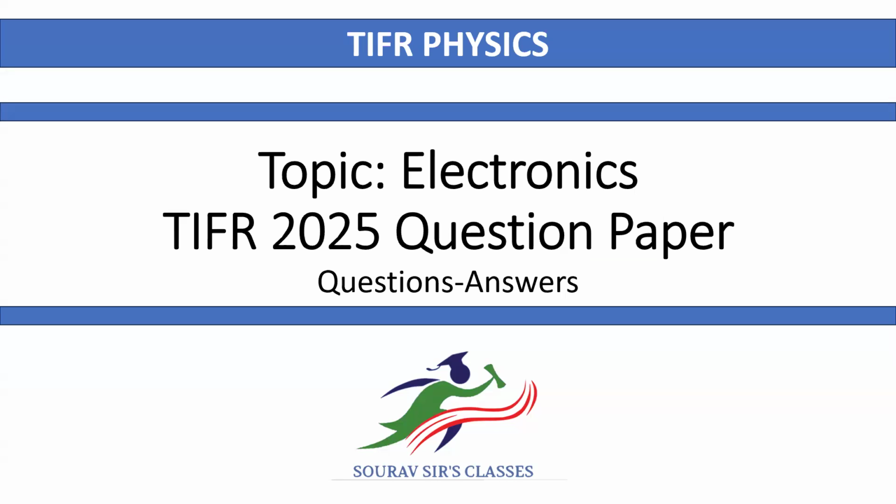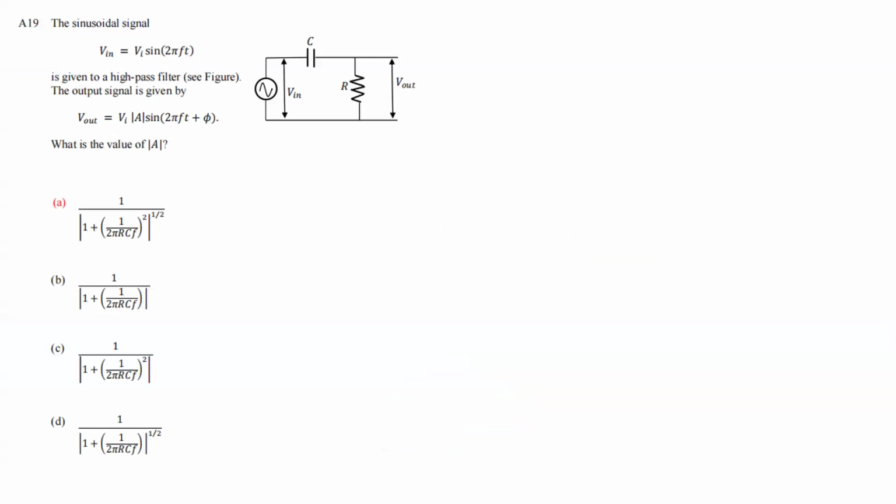Let us solve two electronics problems from the TIFR 2025 question paper. The first problem states that the sinusoidal signal V in equals V i sin 2 pi f t is given to a high pass filter. See the figure. The output signal is given by V out equals V i modulus of A sin 2 pi f t plus 5, where what is the value of A? A modulus means the amplitude, right?